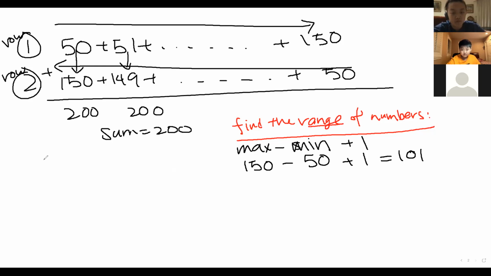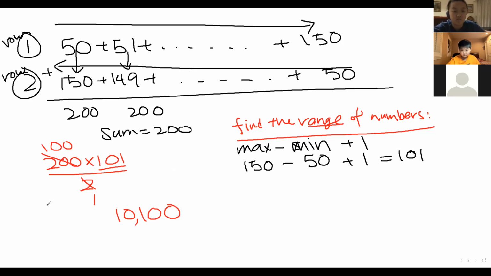So my sum is 200. I multiply this by how many numbers there are, 101, and I divide by 2. I can simplify 2 with 200. 100 times 101. Whenever you multiply by 100, you just add 2 zeros to the right of whatever number you have. So I take this number, 101, and add 2 zeros to it. So the sum is 10,100. And this is the correct answer.